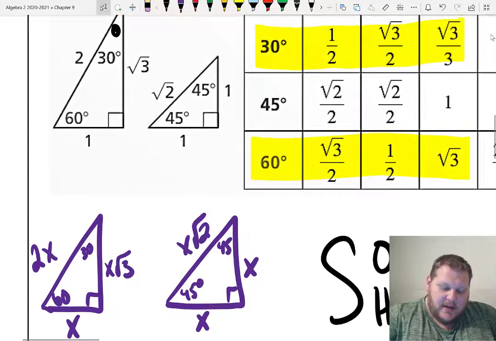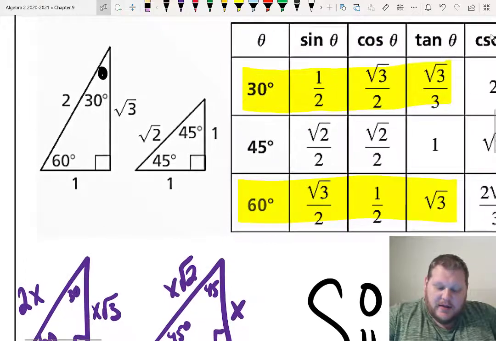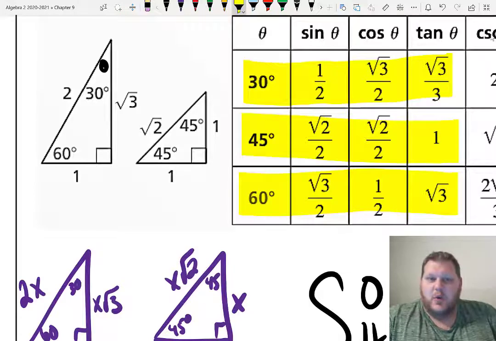So again, the one I'm looking at here is just focusing on my short legs, or my two legs being 1 unit long. That means my hypotenuse is the square root of 2. The nice thing here is that my sine and my cosine are exactly the same, because my opposite is 1 and my hypotenuse is the square root of 2. So 1 over the square root of 2, rationalized, makes it square root of 2 over 2.